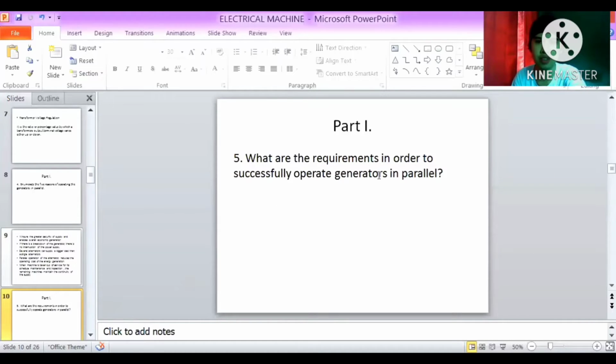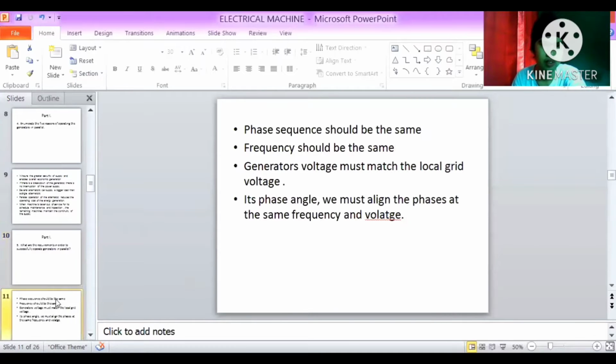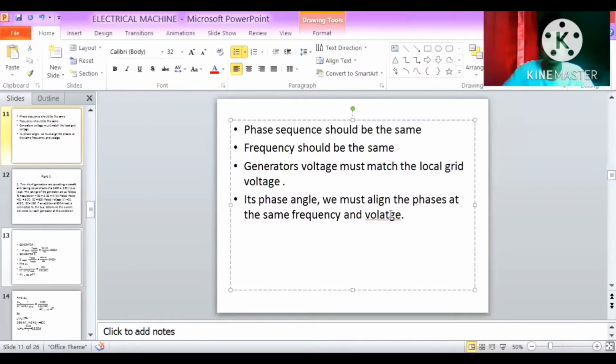Number 5, the last question in part 1: what are the requirements in order to successfully operate generators in parallel? First, the phase sequence should be the same, and second, the frequency should be the same also. Third, the generator's voltage must match the grid voltage, and fourth, the phase angle. We must align the phases at the same frequency and voltage.